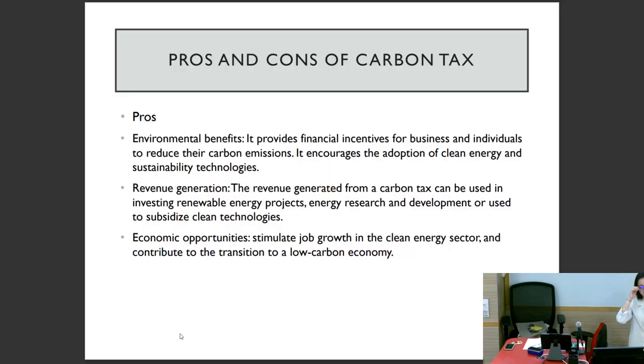Okay, some pros, in support of carbon tax. So environmental benefits. Carbon tax provides financial incentives for businesses and individuals to reduce their carbon emissions. It encourages the adoption of clean energy and sustainability technologies. And it generates revenue. The revenue generated can be used in investing in renewable energy projects, energy research and development, or used to subsidize clean technology.